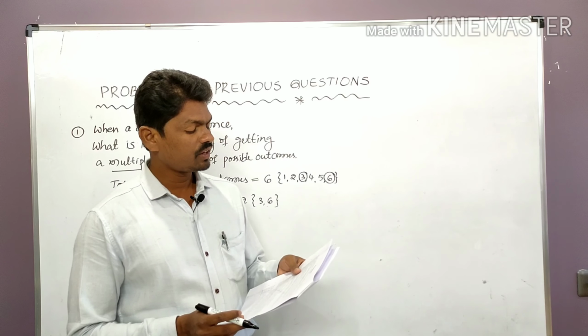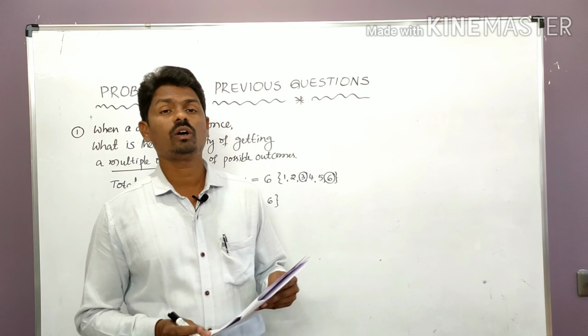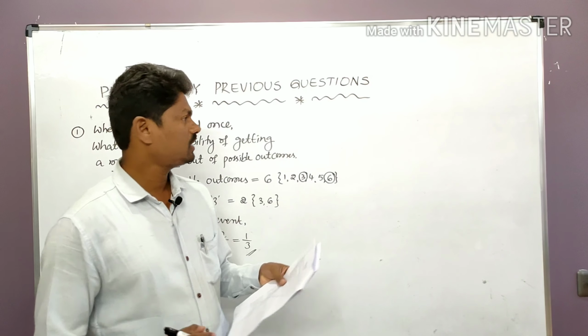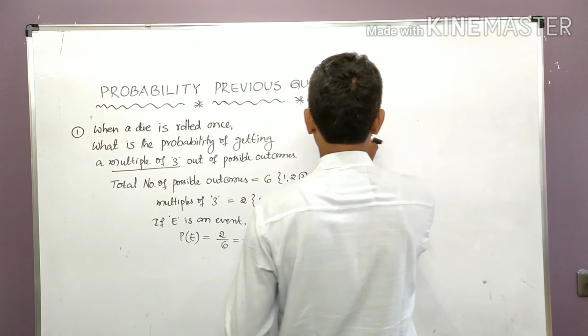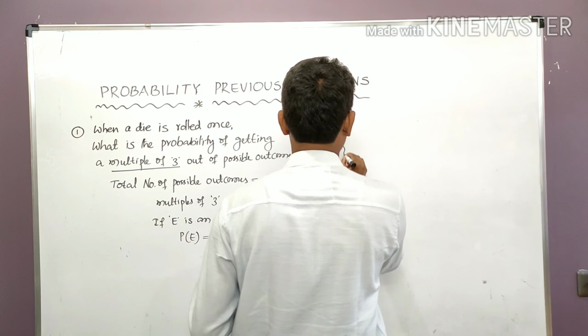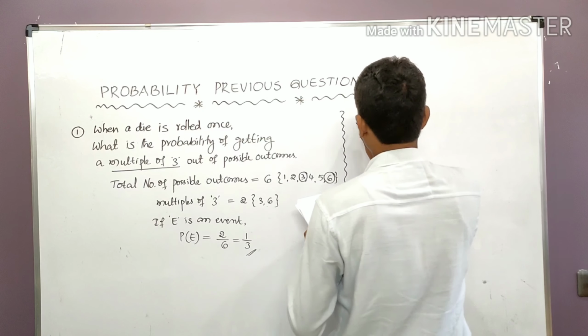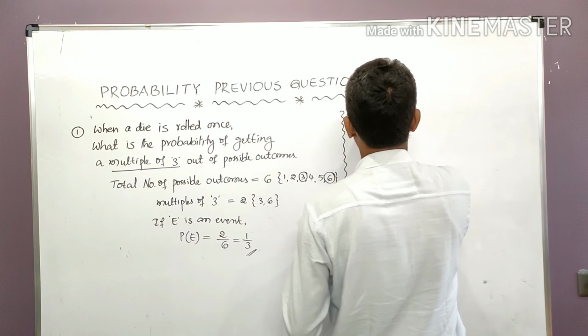So one more, student. The probability of an event is always in between 0 and 1. Why he is asking? So one more, second one: the probability of an event.